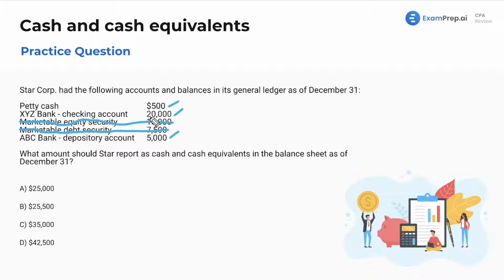Total answer here is 20,000 plus 5,000 plus 50 plus 50 plus 500. Wow. All right, 25,000 plus 500, 25,500. Final answer is going to be letter B. Awesome there. Let's move on to our next one.